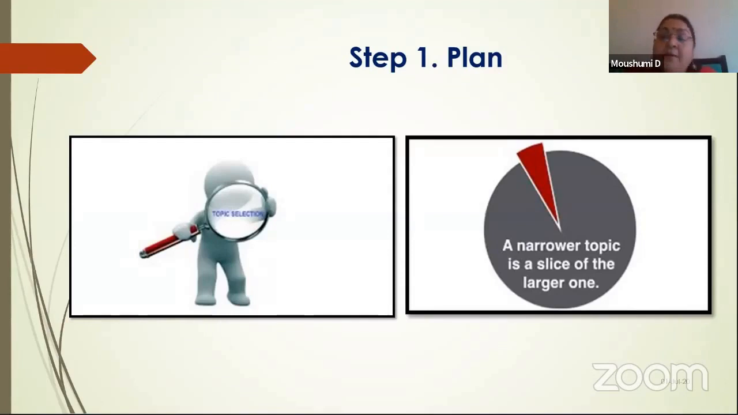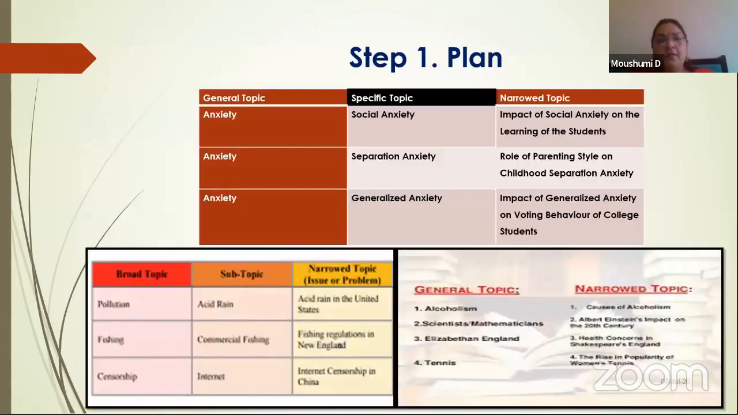Let us now learn how to narrow down this topic. Take, for example, I'm from psychology. So my general topic, I'm really interested to study about anxiety. Now, anxiety is a keyword with coronavirus in. So what is my specific topic on anxiety? Maybe I want to study about social anxiety. That becomes my specific topic.